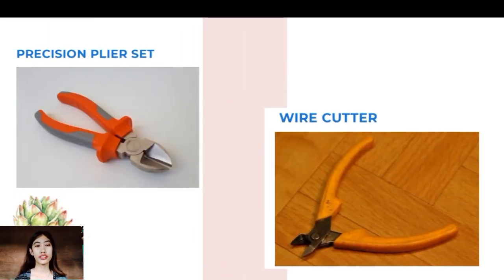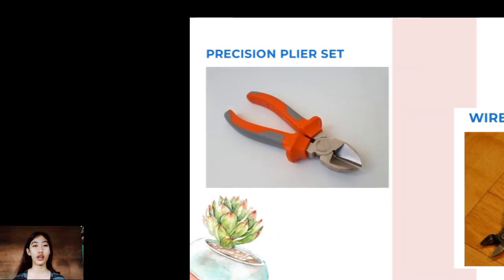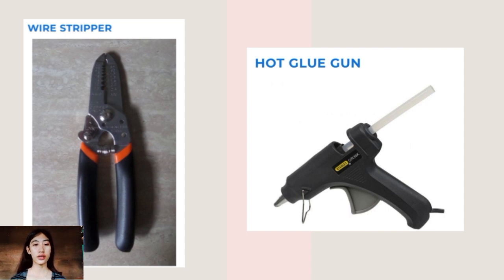Precision pliers set are useful for cutting or working with smaller or more delicate material. And for wire cutter, yan po yung ginagamit sa pagputol ng mga wire. And for the wire stripper, is designed to remove the outer jacket, or ang wire stripper ay ginagamit upang mabalatan ang wire.